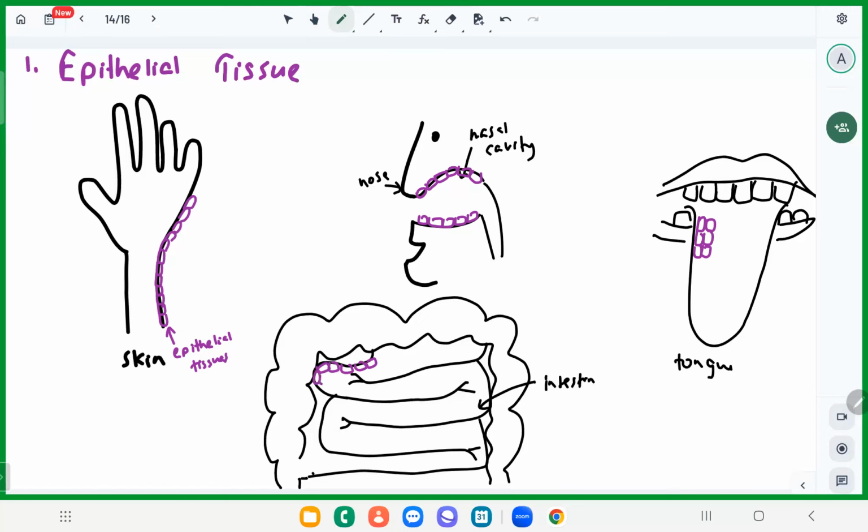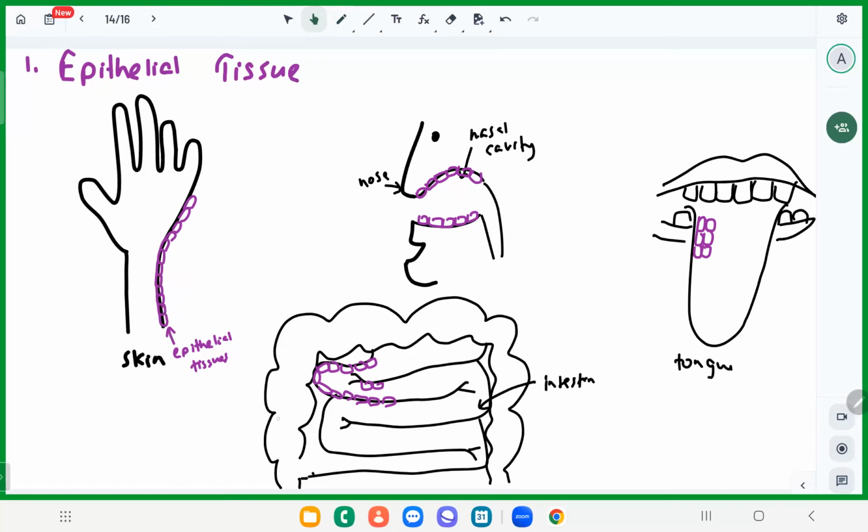So I hope you all can understand what the epithelial tissue is. It's basically a tissue that comes up and lines up any free surface in our body, let it be an internal surface or an external surface. If you find any free surface in your body, it's probably going to contain epithelial tissue, all right?